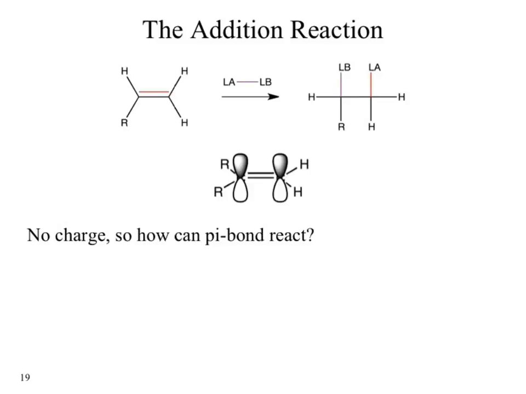Any idea what La and Lb stand for? Lewis acid and Lewis base. So our reagent is supplying both of those in this case. Okay? When we look at this, we may not see any reactivity. You look at the pi bond, is there any charge? No, no charge, which means no reaction, just like an alkane. So what we want to do is look a little bit further.